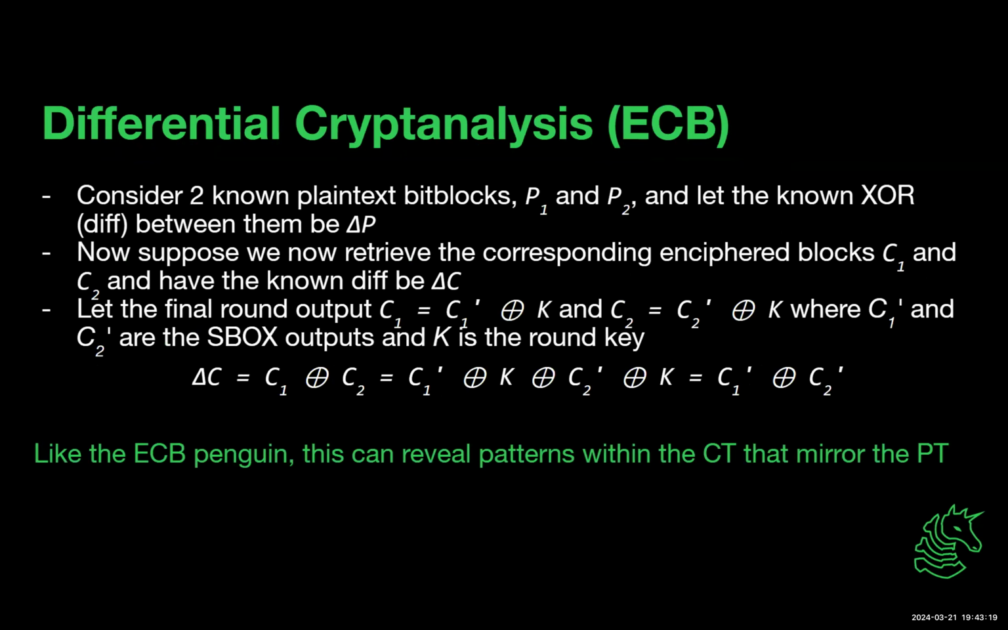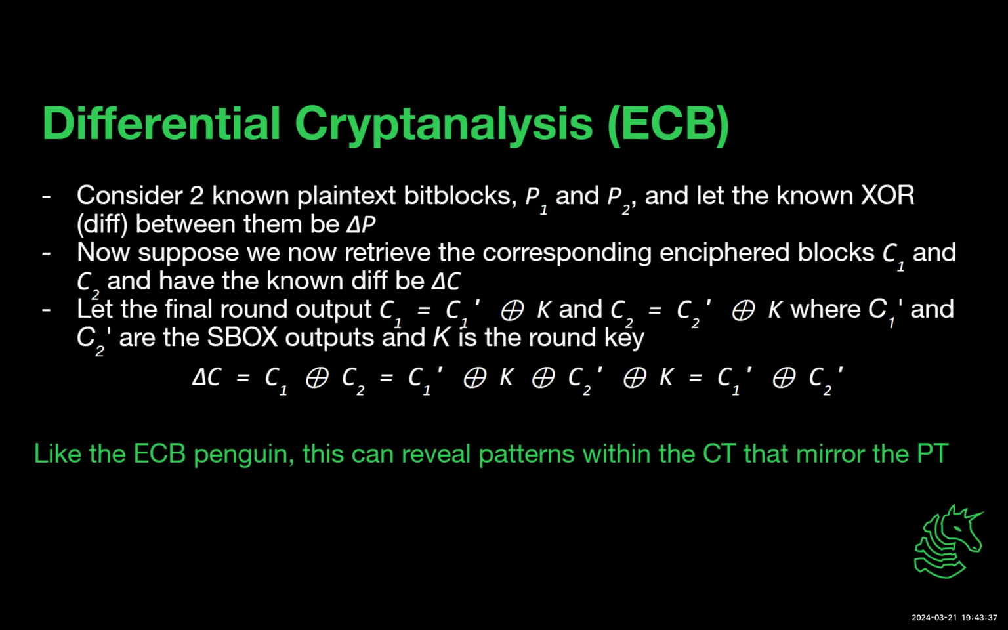So an example I put here was if you have 2 known plain text blocks, P1 and P2, and you let the known XOR or difference between them be delta P, you could retrieve the corresponding enciphered blocks C1 and C2 and have the known difference be delta C, which is the XOR of the 2.